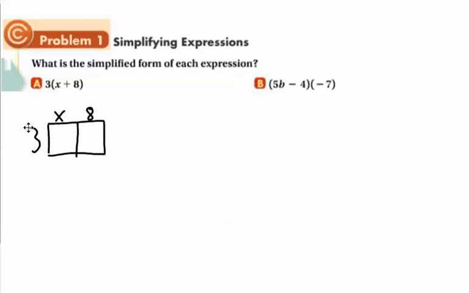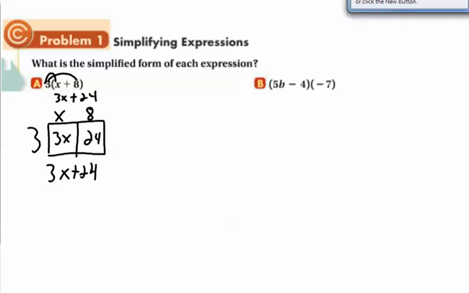Well, what's 3 times x? That's 3x. What's the area of this box? 3 times 8, that's 24. So then this is 3x plus 24. You could think of it that way, or you could just go ahead and do it like this. 3 times x is 3x, and 3 times 8 is positive 24.